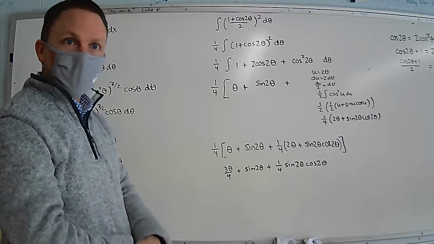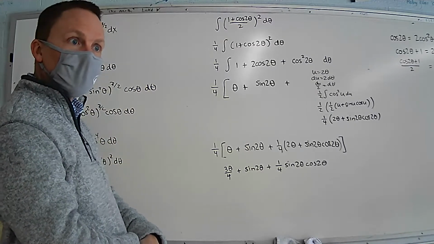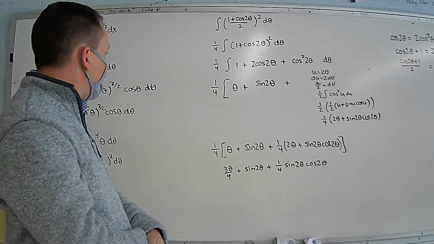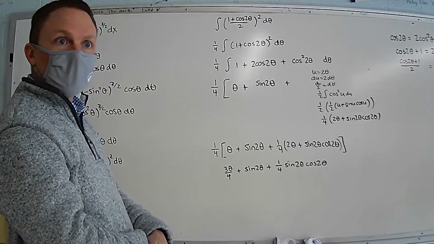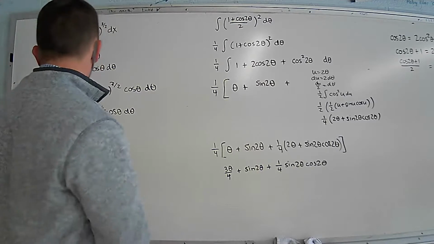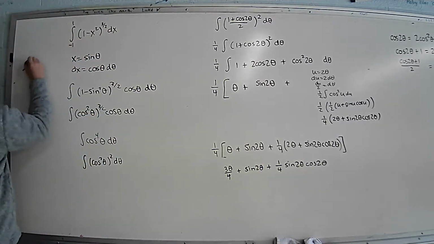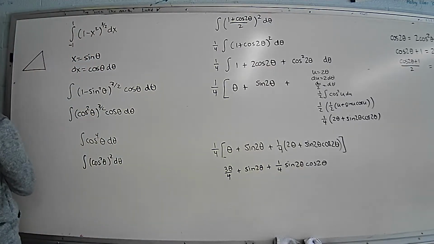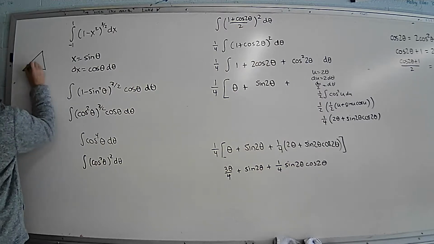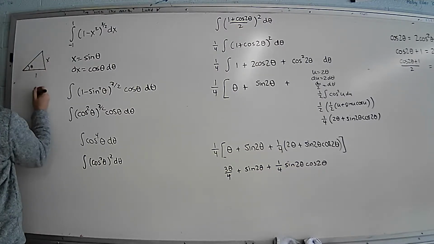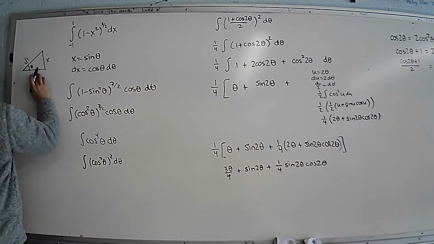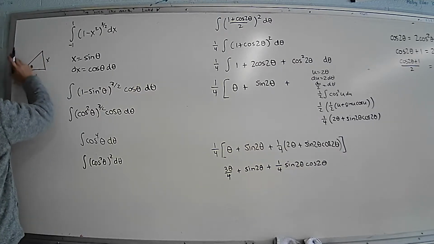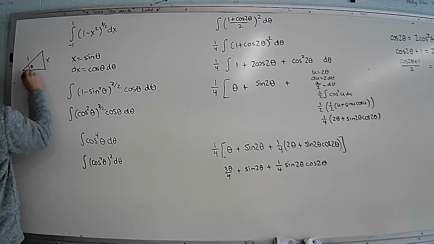So you want to put it back in terms of x? What do we have to do to put it back in terms of x? Draw the triangle. Oh, okay. So x equals sine theta. So here's theta. x over 1, square root of, whoops, I did that backwards, x over 1, square root of 1 minus x squared.